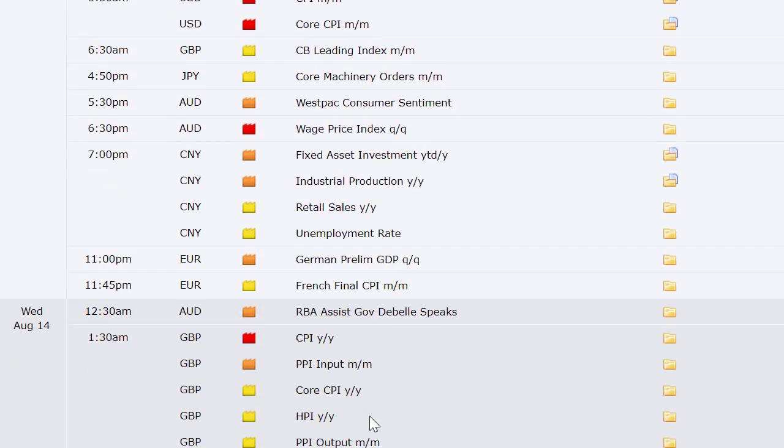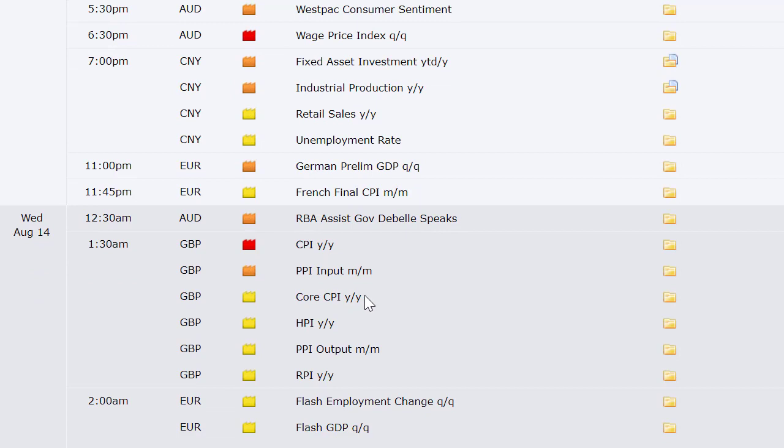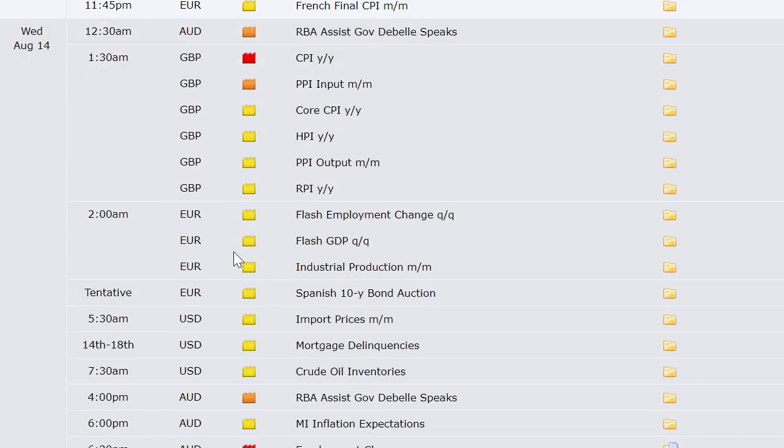Ahead of that, we've got the UK CB leading index, core machinery orders out of Japan, Westpac consumer sentiment out of Australia. That night, we jumped to Tuesday night already. Wage price index out of Australia, fixed asset investment out of China, industrial production out of China, retail sales out of China, unemployment rate out of China, German preliminary GDP, and French final CPI out of Europe. We've got the CPI out of the UK going into Wednesday, along with their PPI, HPI, and so all their inflationary numbers at 1:30 a.m. Eastern Time going into Wednesday.